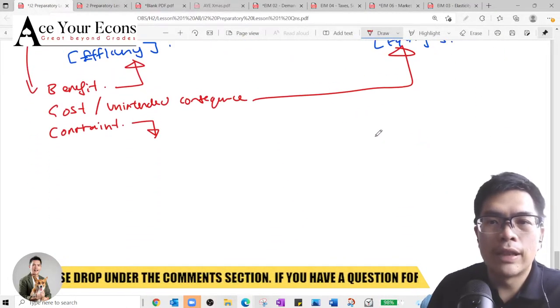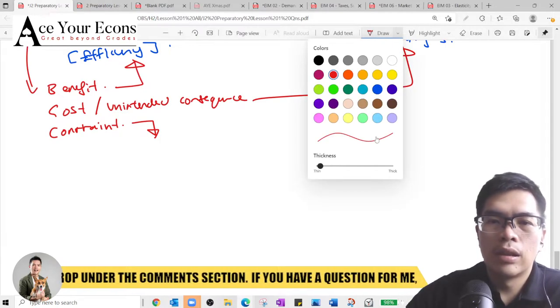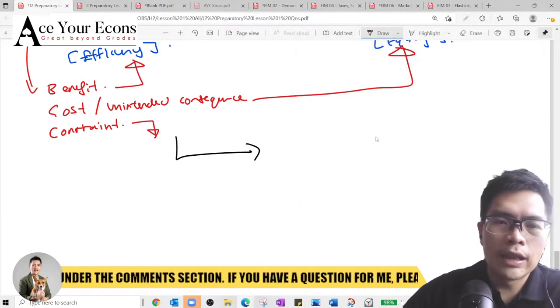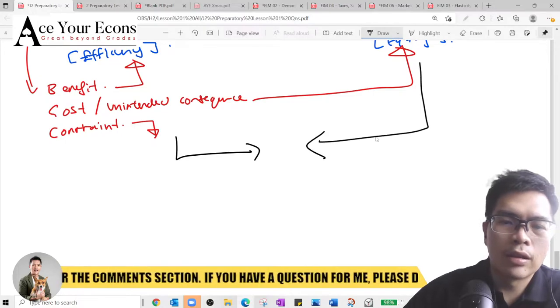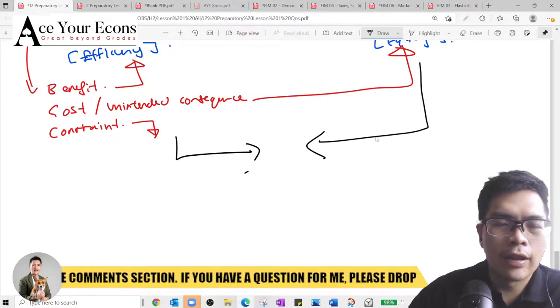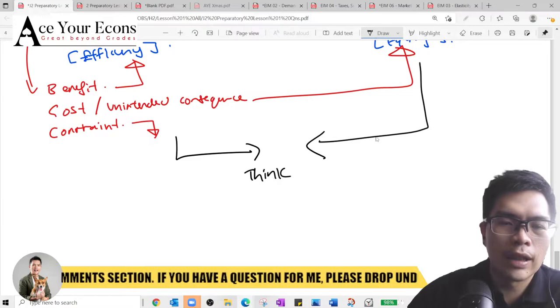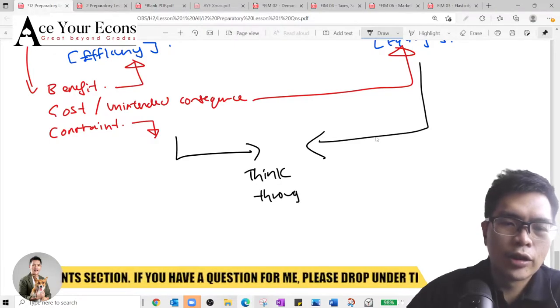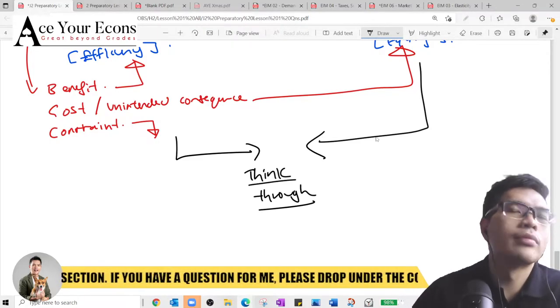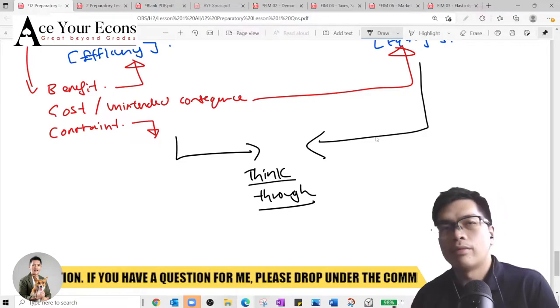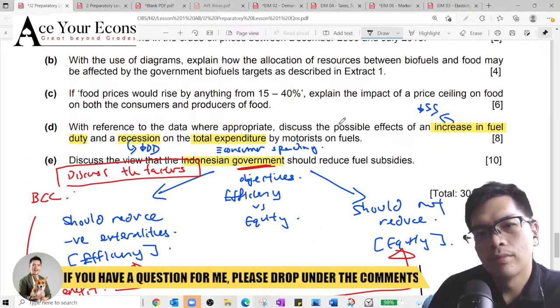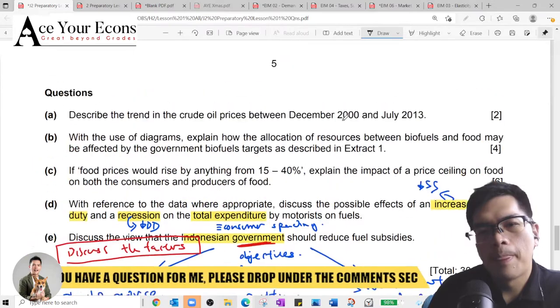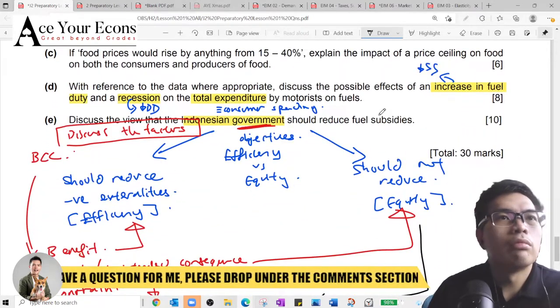Before we synthesize, I'm going to leave the synthesis to you. You can think through how you want to synthesize. Should or should not, justify that yourself. Alright, is everyone clear?